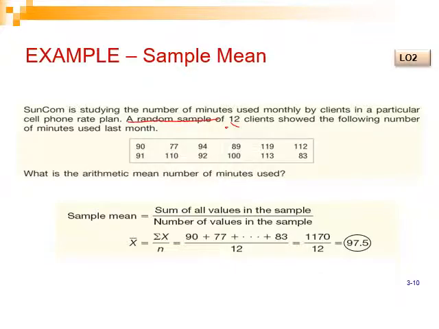So the sample mean will be equal to x bar, because it's a sample mean. It is the summation of the values of the sample, starting with 90, 77, 94, 89 up to 83, and divided all by 12, equal to 97.5. This is the value for x bar, or what's called the sample mean.